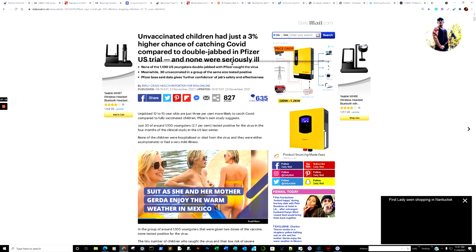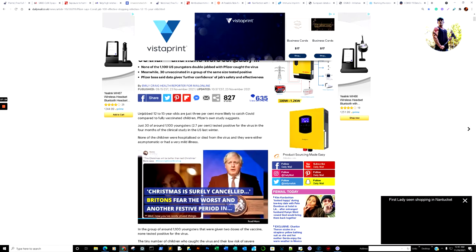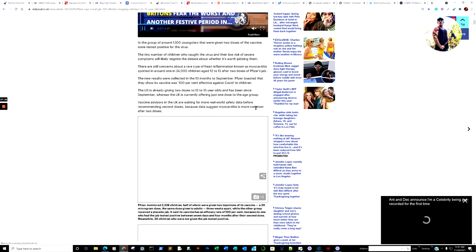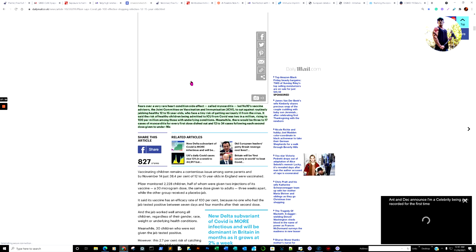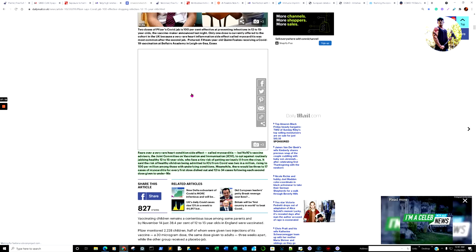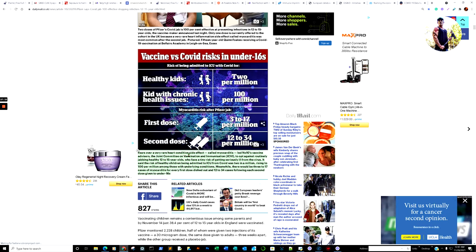How many of you heard about the study in the United States? Seriously. Let's go down. What was their rationale? What was their argument? This picture explains it quite well: fears over a very rare heart condition side effect called myocarditis. This is the reason why. But let's just show you the chart.